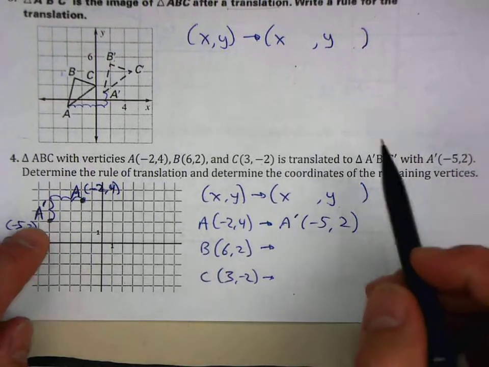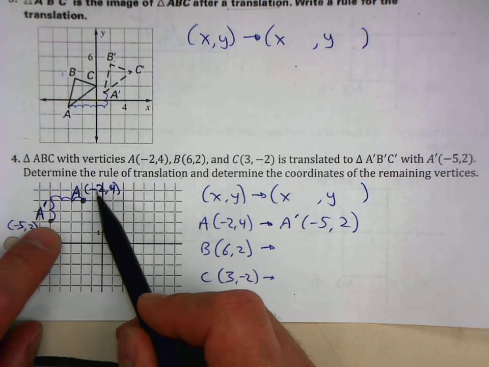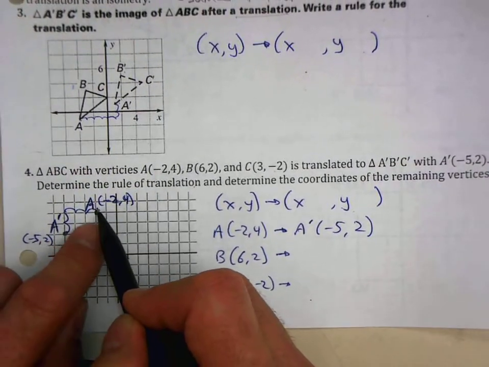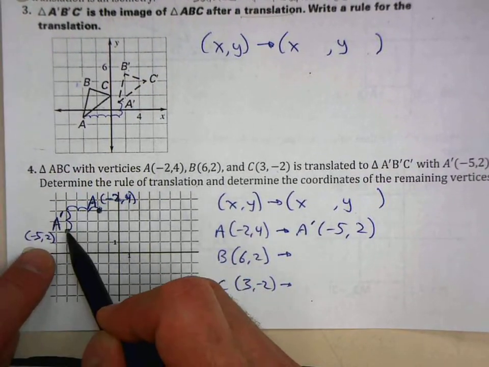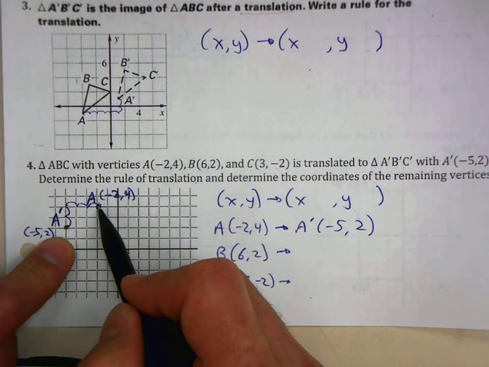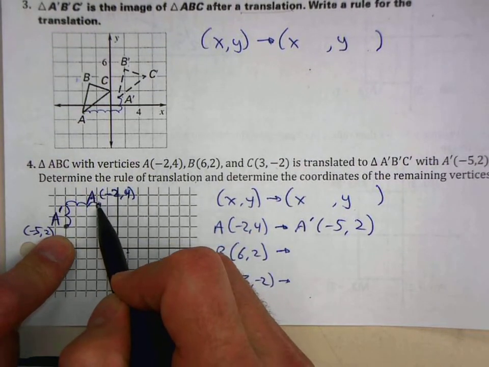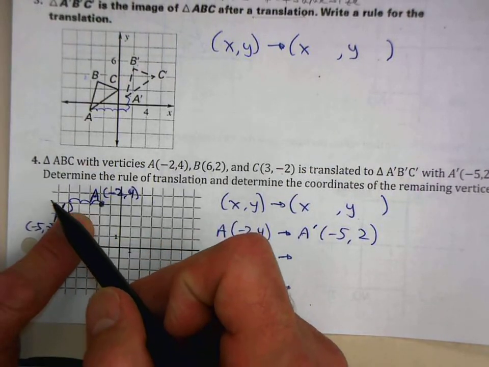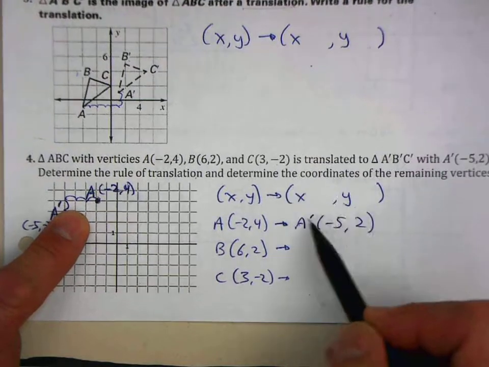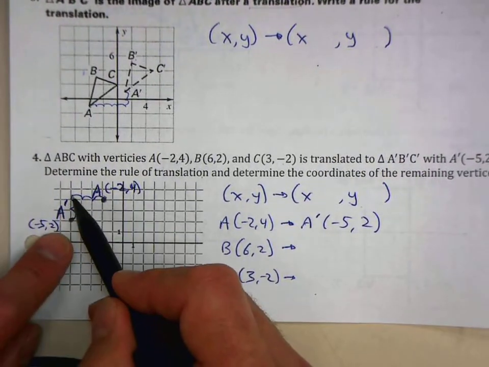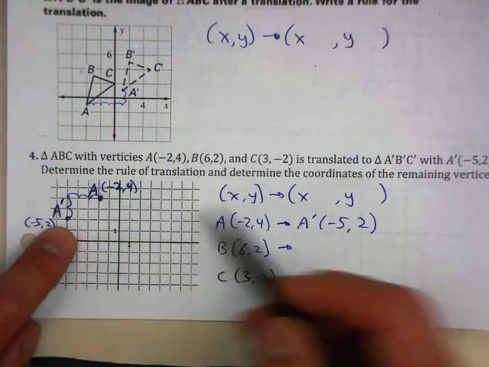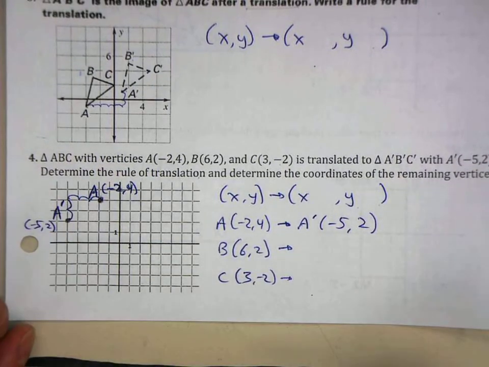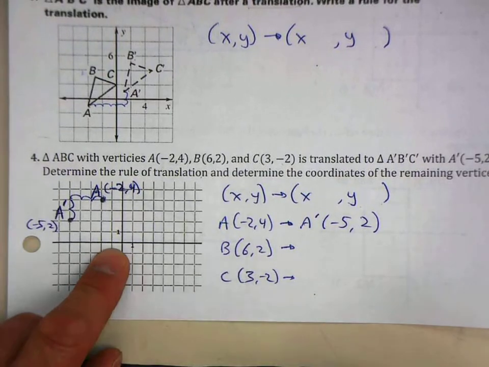I would graph this just to get a visual image of what's happening. Here is A, the pre-image, and down over here is A prime. So what do I need to do to go from A over to A prime? When you go to the left, remember you're subtracting, so you're subtracting for your x. And then you're also going down for the y, so you're also subtracting for the y, however many units you have to go down. Make sure you know how many units each block is worth.